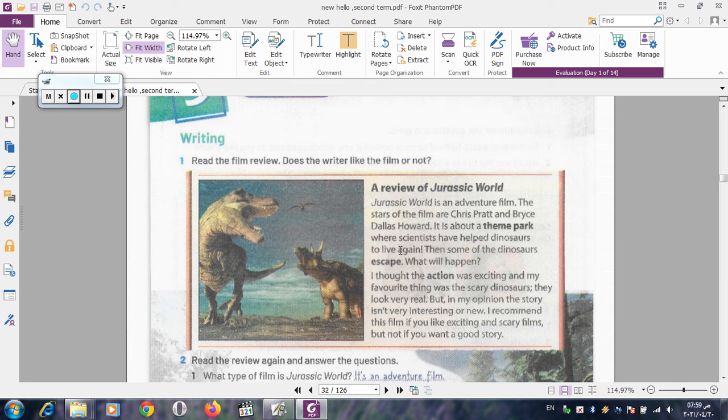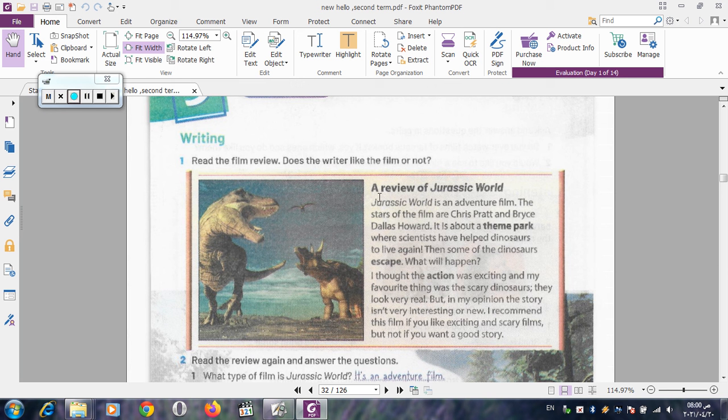You know theme park, it's like a park where animals like this can live. A theme park where scientists have helped dinosaurs to live again. Then some of the dinosaurs escape, you know, escape means to run away. What will happen? I thought the action was exciting, and my favorite thing was the scary dinosaurs. They look very real. But in my opinion, the story isn't very interesting or new. I recommend this film if you like exciting and scary films, but not if you want a good story.